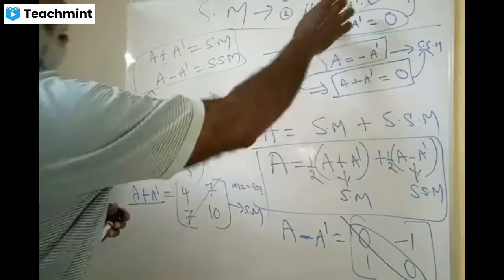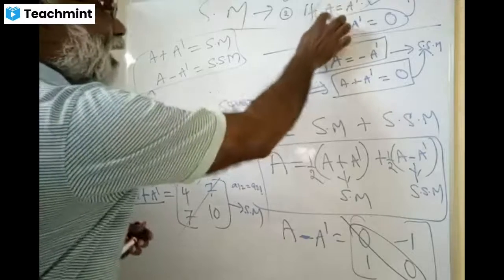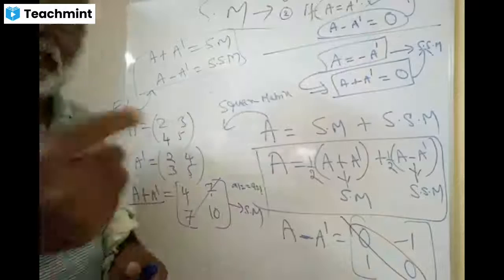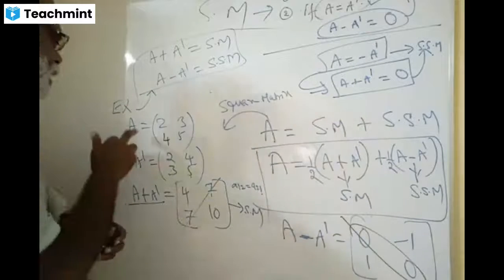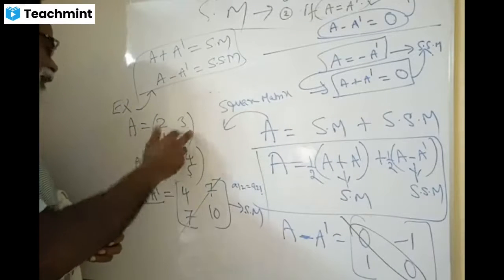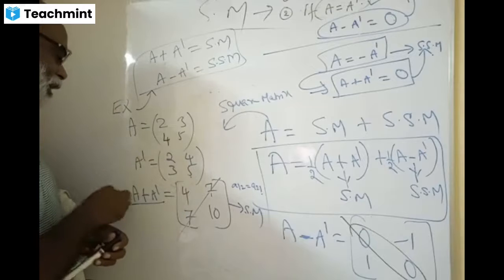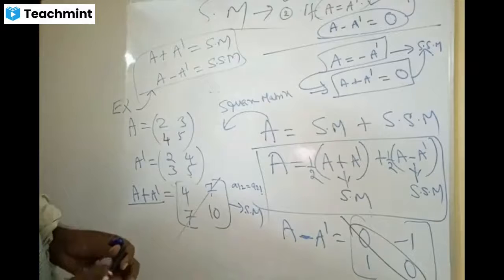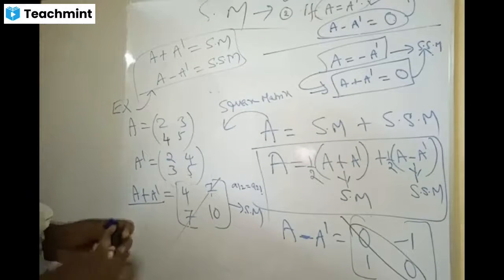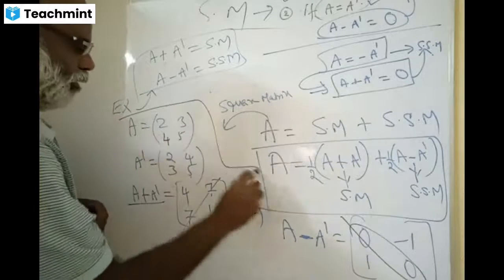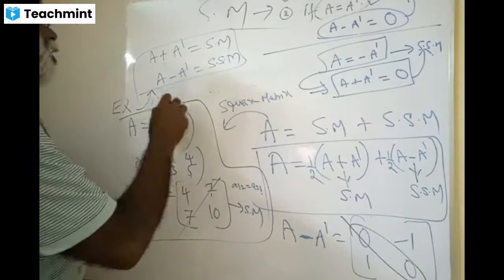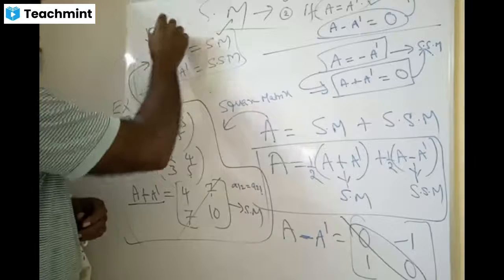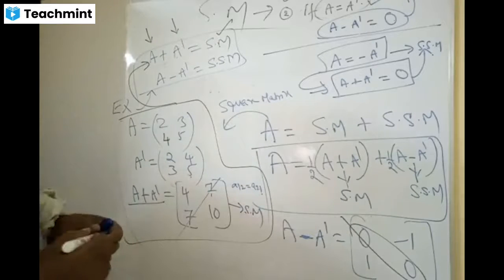It's a different concept. If I want to say A is a symmetric matrix, A dash must be equal to A. But I'm not telling that A is symmetric. A is some square matrix, A dash is its transpose. Then A plus A dash is a symmetric matrix. This is a beautiful example to show that A plus A dash is a symmetric matrix when A and A dash are square matrices.